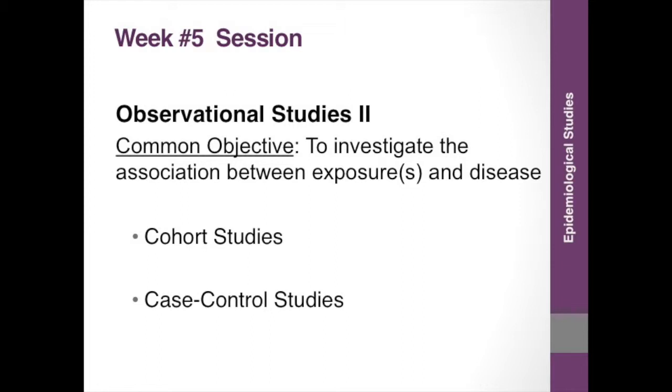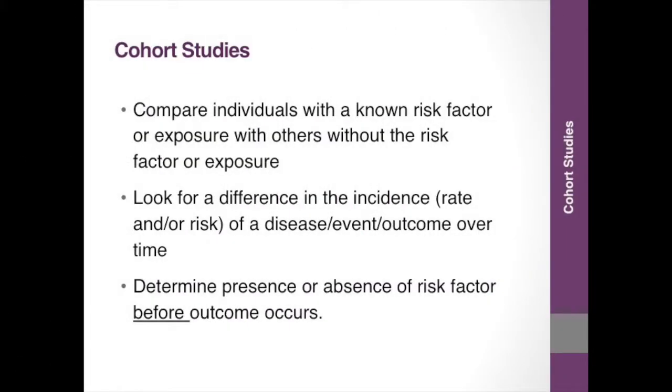This week we will review two important observational studies that investigate associations between exposures and outcomes: cohort studies and case control studies. In a cohort study, one or more groups, also called cohorts, are followed over time and are subsequently evaluated with respect to a disease or an outcome. Cohort studies are longitudinal and look forward over time, and therefore they can help to assess if an exposure or a risk factor preceded the disease or outcome of interest.